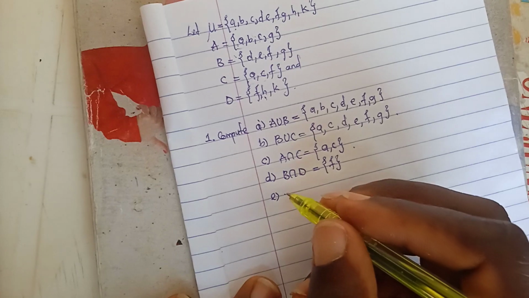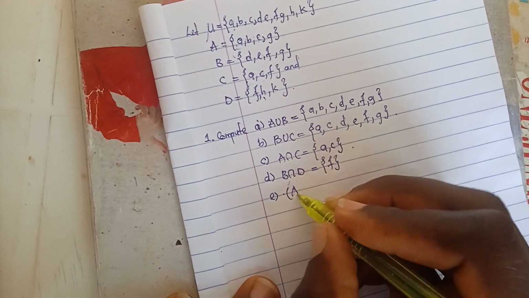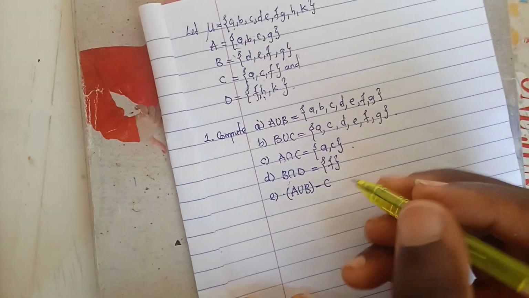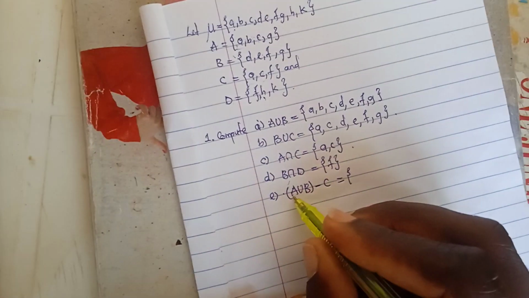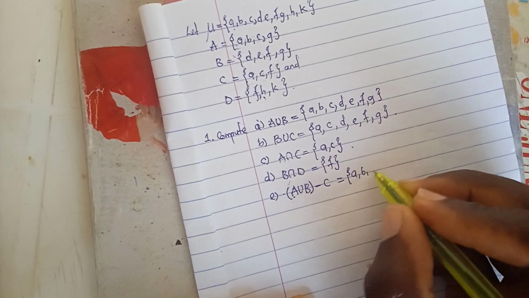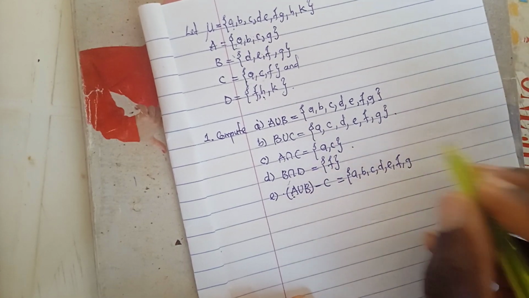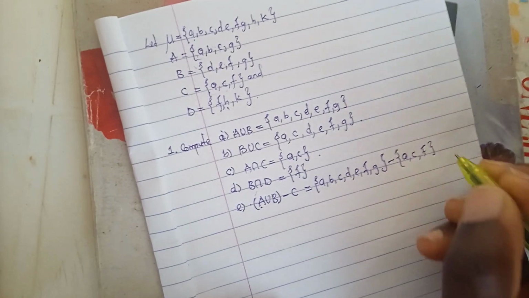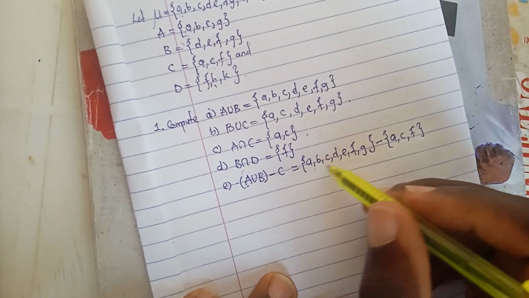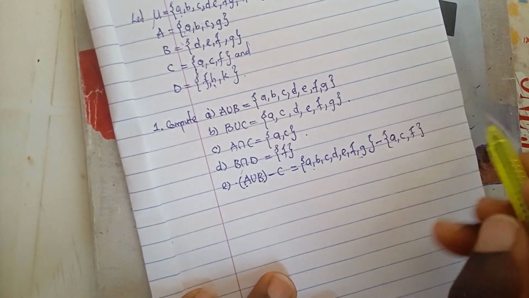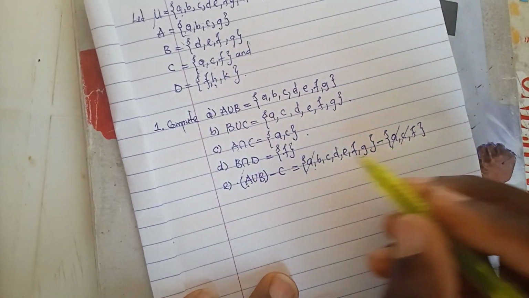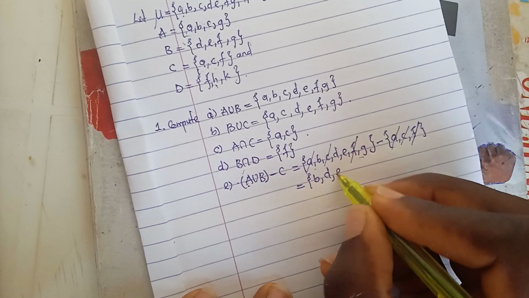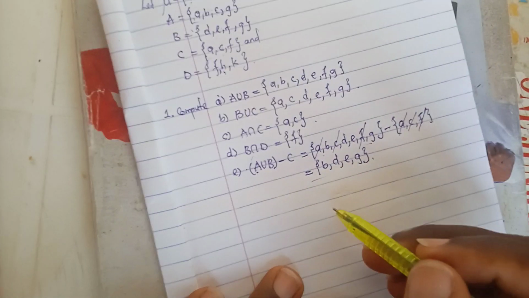Now let's look at A union B, difference C. We know already what A union B is. A union B is the set A, B, C, D, E, F, G. Difference C. C is the set A, C, F. So we are looking for the elements that are in A union B that are not in C. We see there is A here, so we cancel out A. We have a C here, we'll pull out C, and then it's F here. So we'll be left with the set B, D, E, and G. So this is the result.